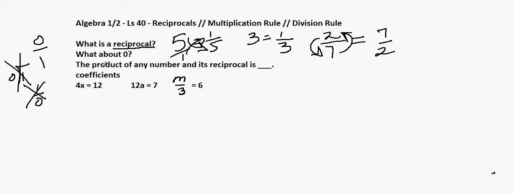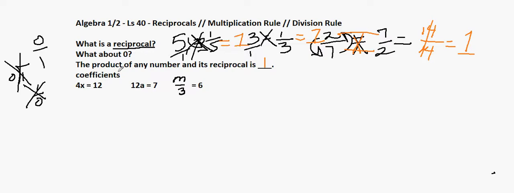Multiplying by a reciprocal, so the product of a number and its reciprocal will always be what? In all of these cases, 5 times 1 over 5, 3 times 1 over 3, 2 over 7 times 7 over 2. Let's try it. 2 times 7 over 7 times 2. How do I reduce? Big 1. It's always going to be 1.